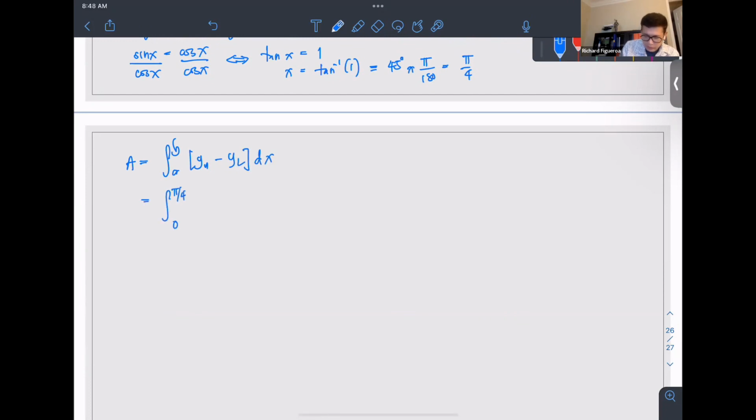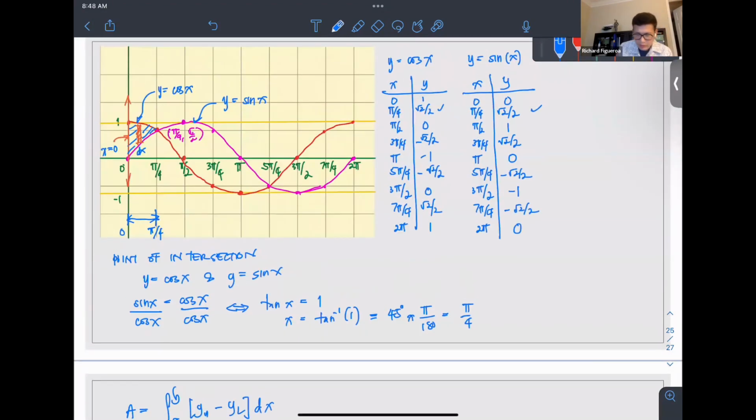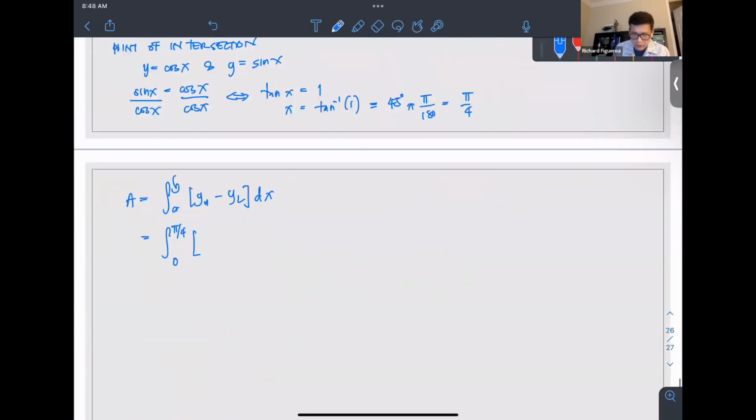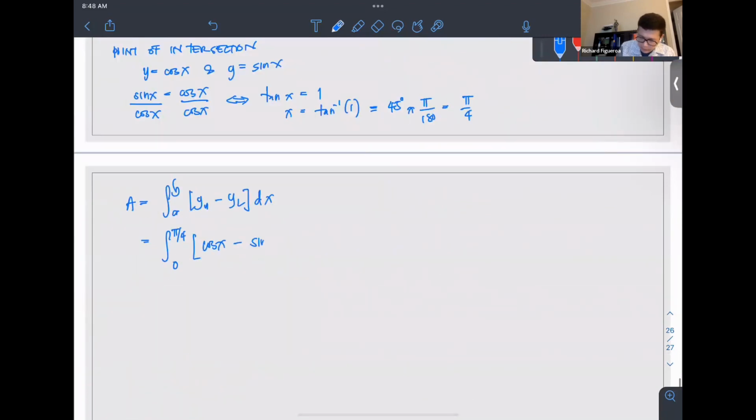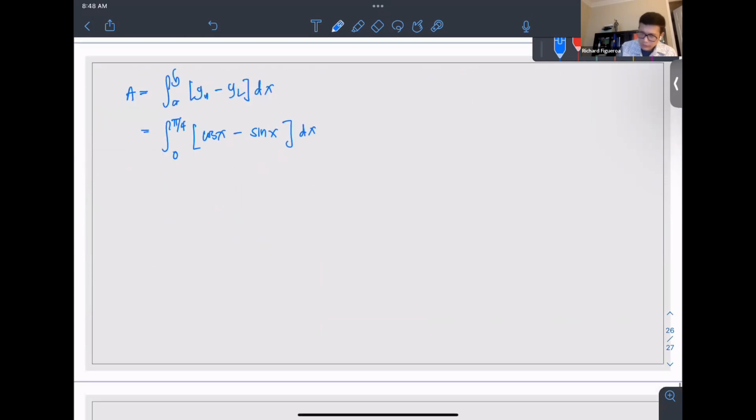So look at the strip, from 0 to pi over 4. The upper end of the strip touches the red graph, which is the cosine, and the lower portion of the strip touches the sine function. So that is our working formula. Then we find the integral of cosine x, which is positive sine x, minus the integral of sine x, which is negative cosine x. Then we evaluate it from 0 to pi over 4. Negative and negative would be positive, so that makes it sine x plus cosine x from 0 to pi over 4.